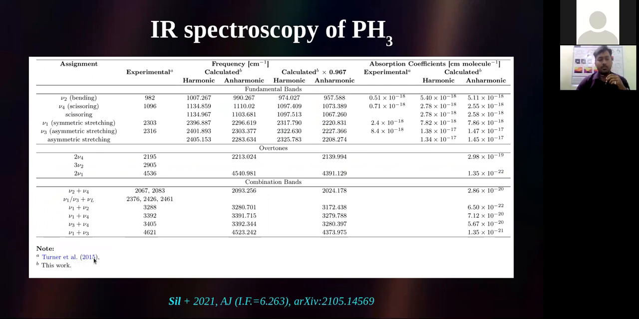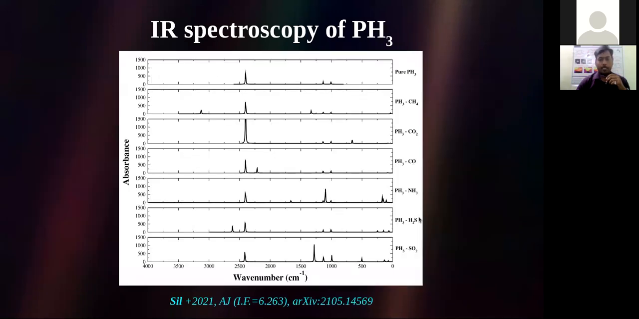and we compare our results with their experiment, and we found a good match between the wave numbers and intensity of the infrared spectrum of pH3. And we then check the other species like CH4, CO2, CO, NH3, and how they affect the infrared spectra of pure phosphine. And also H2S and SO2 are important in the Venusian atmosphere.